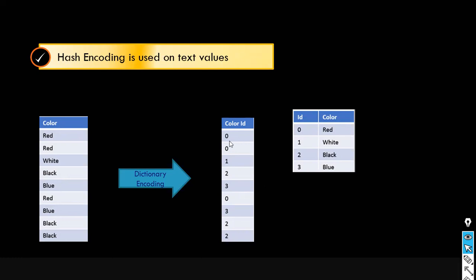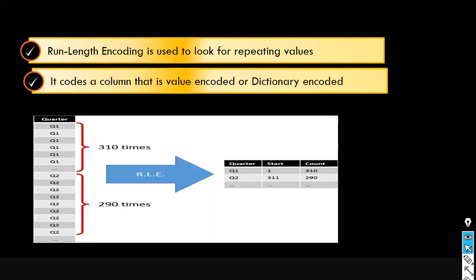So what is 0? It goes and checks the dictionary. 0 is red, so wherever 0 is there, that means red. Wherever 1 is there, that's white. With the help of the dictionary, it replaces the values like this. Hence, it reduces the space.